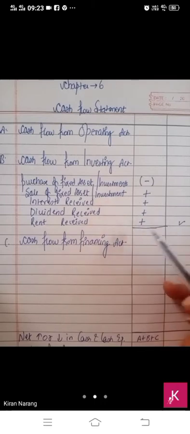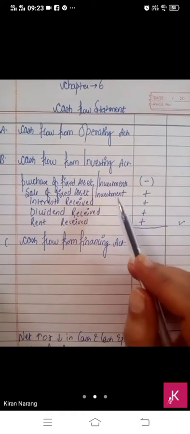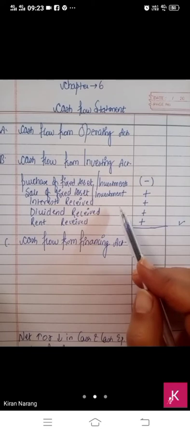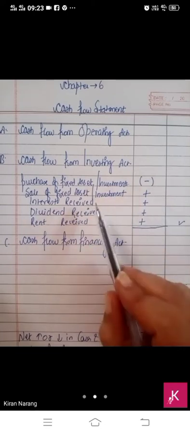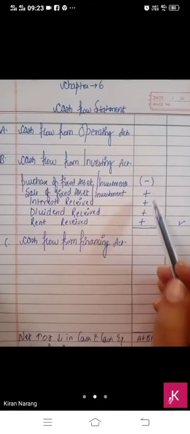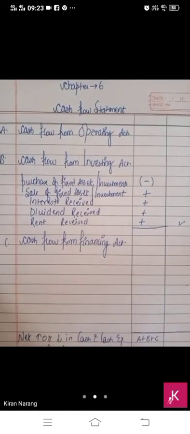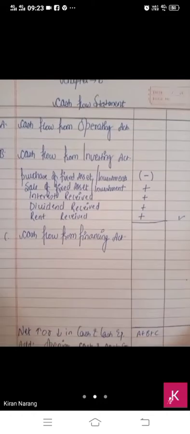This is the cash inflow or outflow from investing activity, and we will write the answer outside. This is cash flow from investing activity: purchase of fixed asset investment, sale of fixed asset investment, interest received, dividend received, rent received. All these will be added except the purchase of fixed asset and investment, long-term investment only. So this is the investing activity. Now comes financing activity.